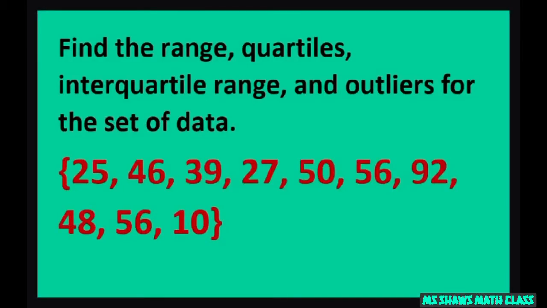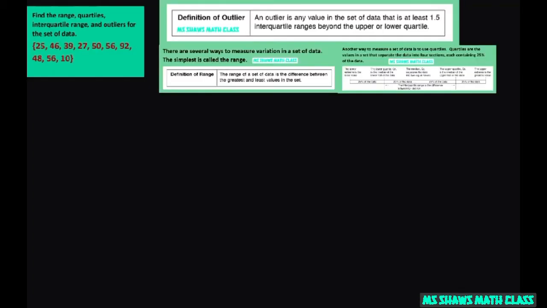Hi everyone, we're going to find the range, quartiles, interquartile range, and outliers for the set of data. We're also going to do a box and whiskers plot, also known as the box plot. Let's get started. The first thing I like to do is write the numbers from least to greatest.